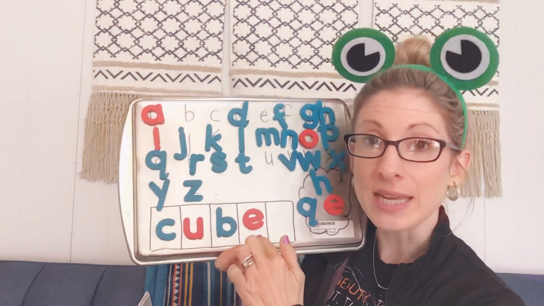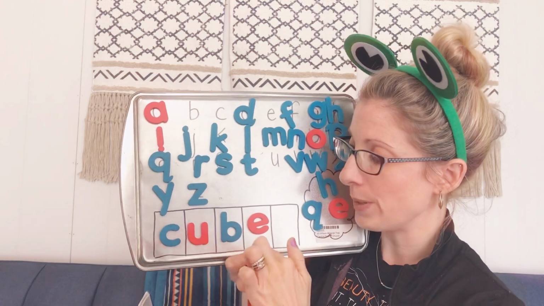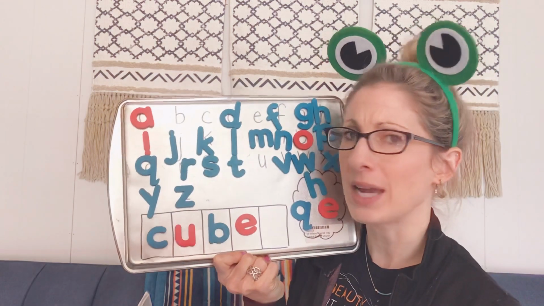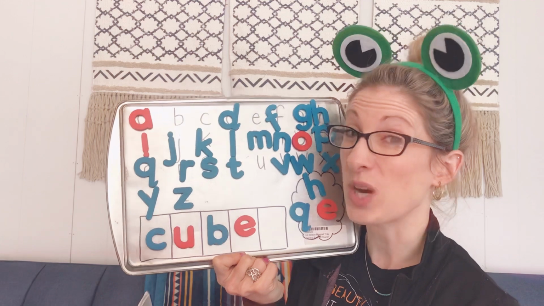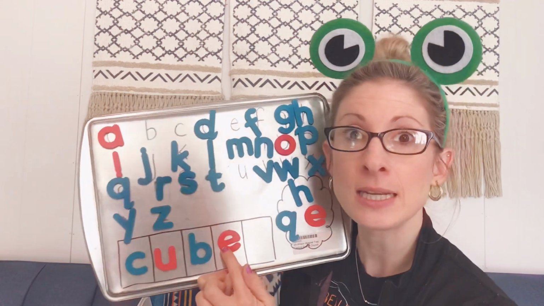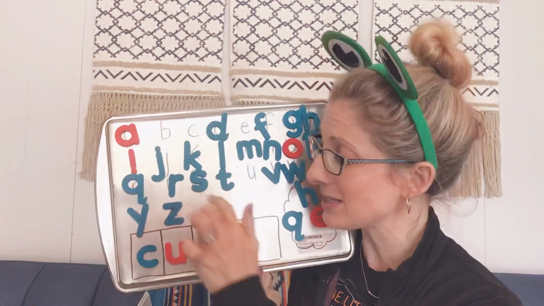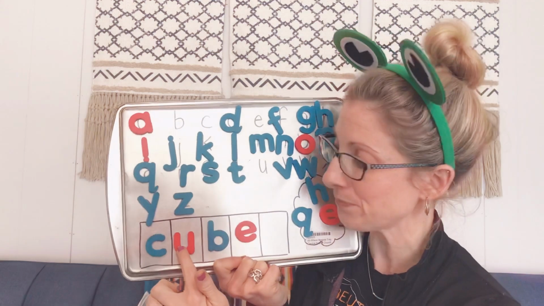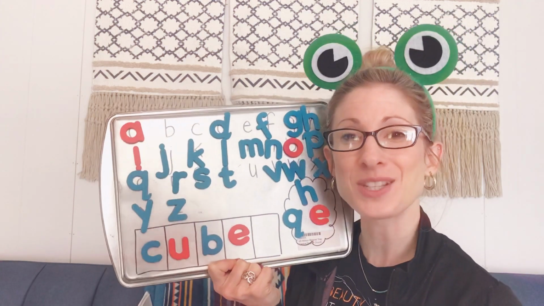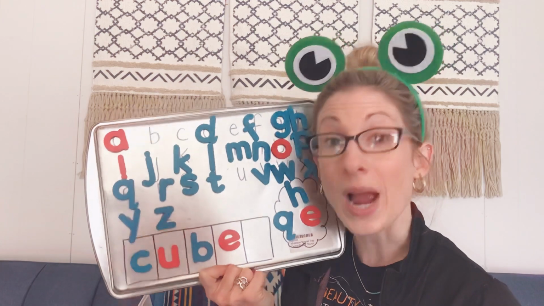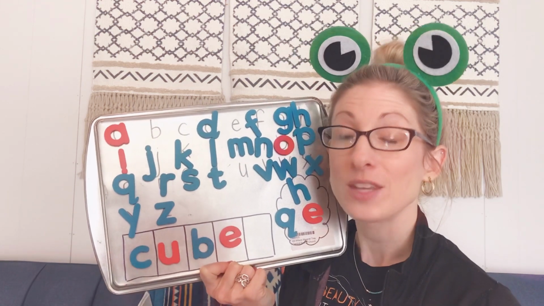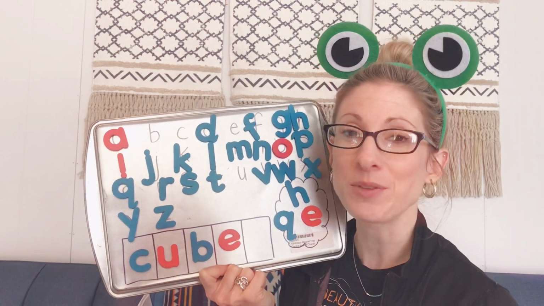C-U-B-E. Read it. Cube. Which letter do I not hear? That's right. It's the silent ninja E. He's a ninja and he's silent and he makes the vowel say its name. Go ahead and make a sentence with the word cube. Write the word cube. You can pause the video at any time if you need more time.